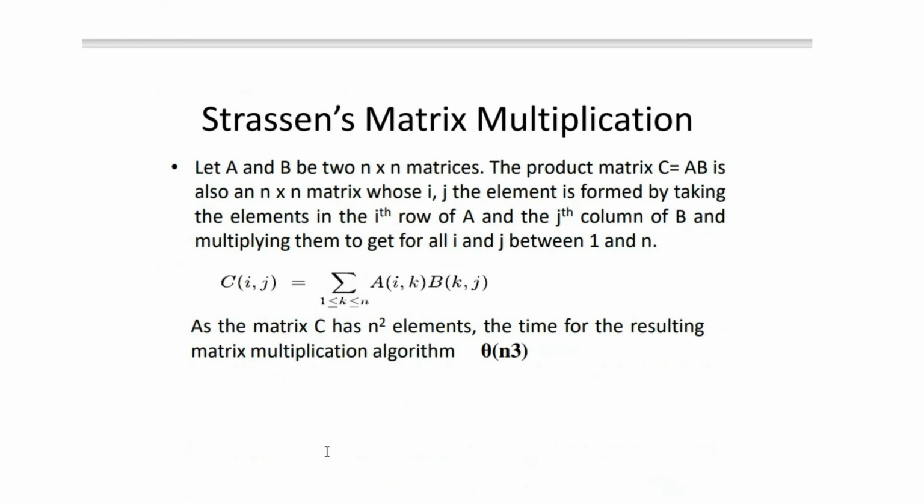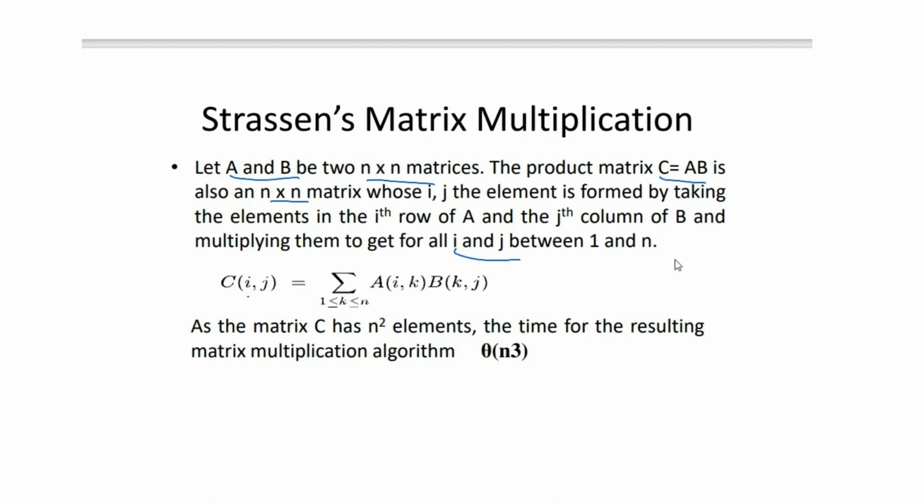So whenever we are having two matrices A and B of n by n size, I can find out the multiplication of these two matrices. C is equal to AB is also an n by n matrix, which I would be getting by taking the elements of ith row of A and jth column of B, and multiplying them to get all the elements of i and j between 1 to n. So we know the formula.